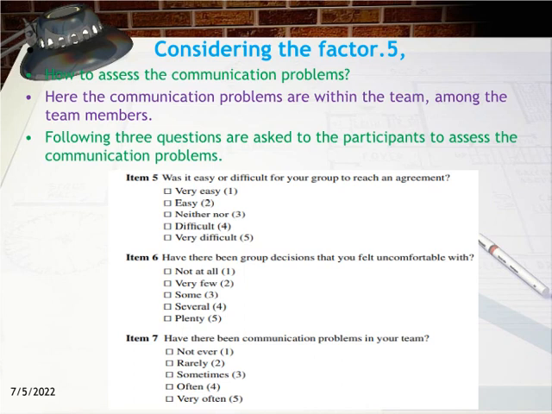Item 6: Have there been group decisions that you felt uncomfortable with? Not at all, 1; very few, 2; some, 3; several, 4; plenty, 5. Item 7: Have there been communication problems in your team? Not ever, 1; rarely, 2; sometimes, 3; often, 4; very often, 5. Statistical values obtained for all 3 questions range from 1 to 5, and a greater number indicates more communication problems.